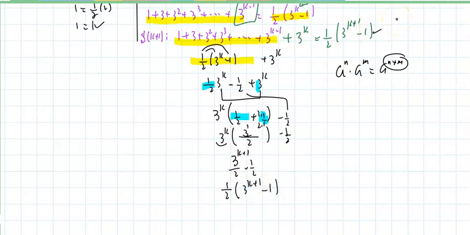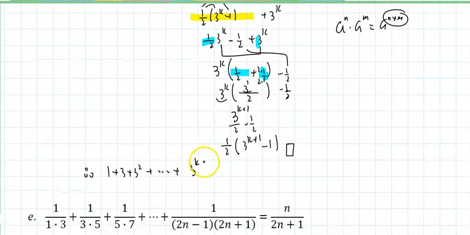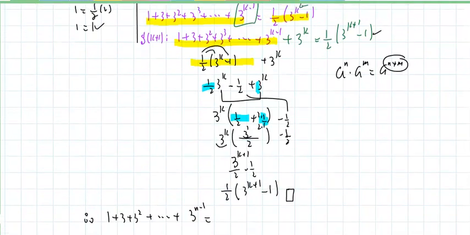So I have to get that right side identically. And then what? I relist the original. Therefore, 1 plus 3 plus 3 squared plus up to 3^(n-1), I'm sorry, 3 to the n minus 1, equals 1/2 times (3^n minus 1). And that would be it.